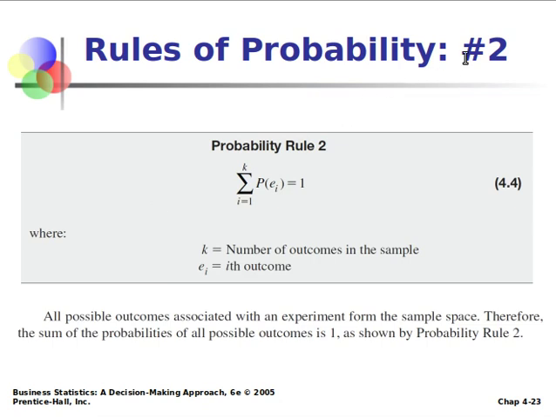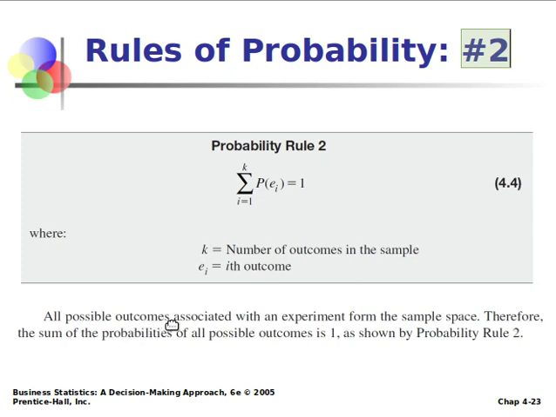Rules of probability number 2. Summation: sigma is the summation of I from 1 up to k, the summation of all the probabilities of small e sub I. If you total them all, it is always 1, where k equals the number of outcomes in the sample, and small letter e sub I is the ith outcome. That's 4.4.